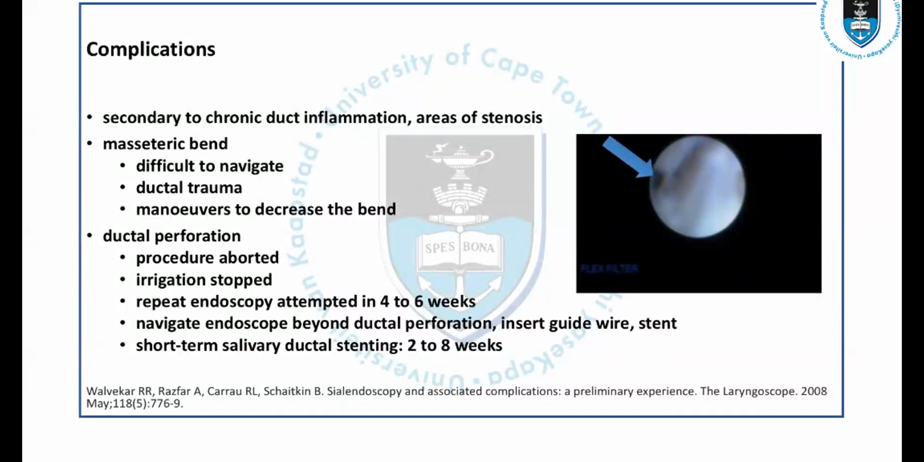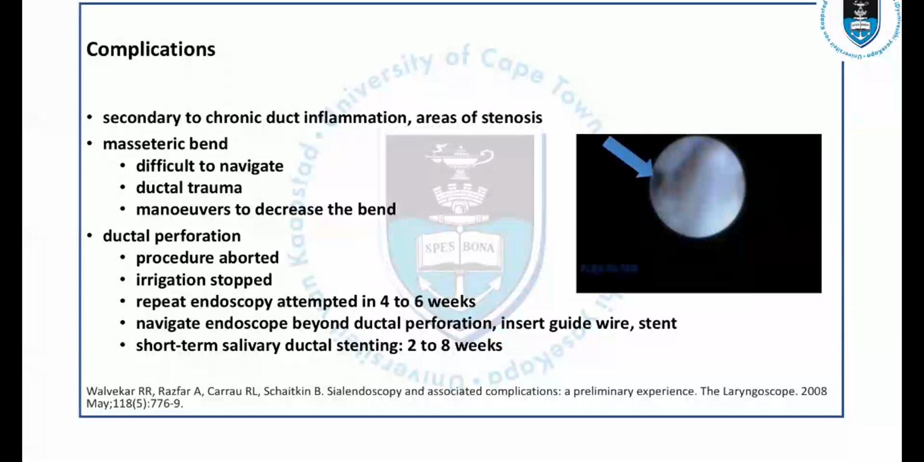And as you can see, the picture is an endoscopic image of the parotid duct that shows a ductal tear. And the blue arrow points to the tear in the salivary duct. In the event of minor ductal perforation, the procedure should be aborted, irrigation should be stopped, and a repeat endoscopy can be attempted in 4 to 6 weeks.